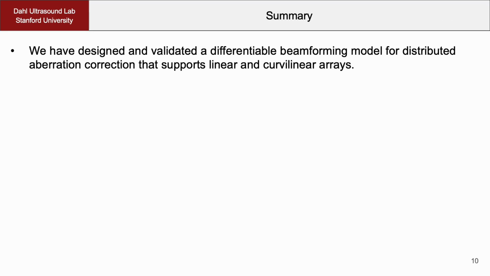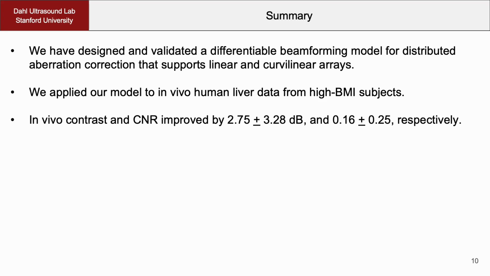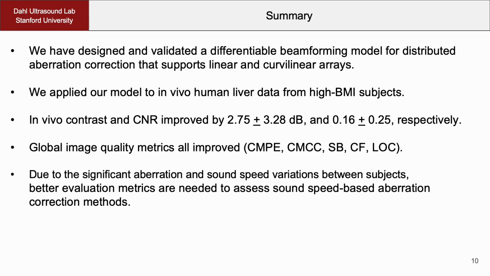In summary, we have designed and validated a differentiable beamforming model for distributed aberration correction that supports both linear and curvilinear arrays. We applied our model to in vivo human liver data from high BMI subjects. In vivo contrast and CNR improved by 2.75 plus or minus 3.28 decibels and 0.16 plus or minus 0.25 respectively. Global image quality metrics all improved. Due to the significant aberration and sound speed variations between subjects, better evaluation metrics are needed to assess sound speed-based aberration correction methods.